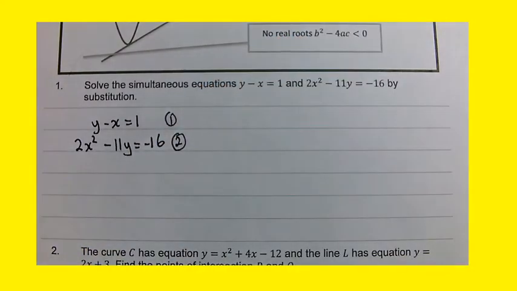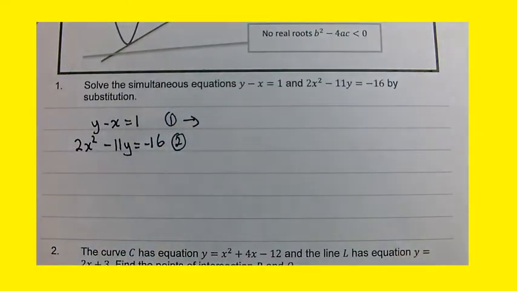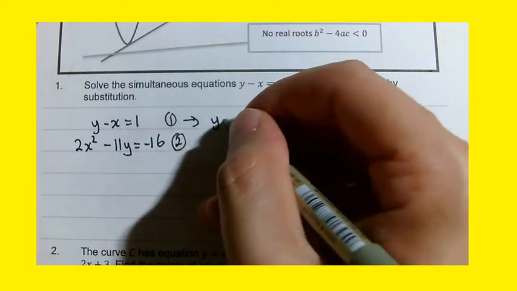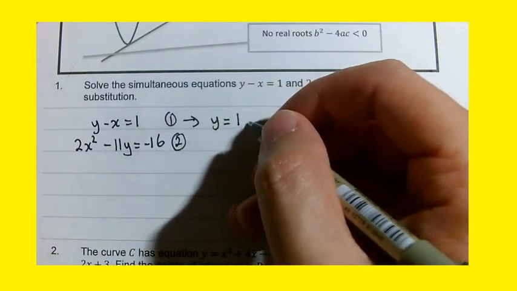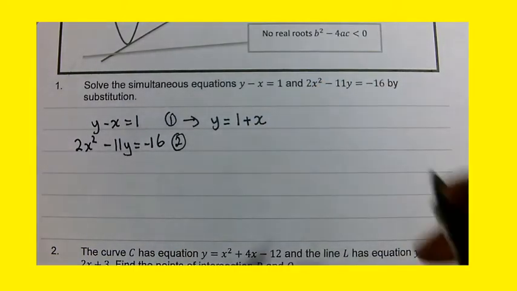Now it's quite clear from here that we cannot eliminate variables because we've got 2x squared and we've got minus 11y. I mean, it just won't work. Okay, you can't subtract x terms in this way, and you can't cancel them out either. So we're going to have to use substitution. And again, when we do substitution, we want to try and find something which you can easily rearrange. So if I look at equation 1, I can rearrange that to make y the subject by adding the x onto the other side. Okay, and I'm going to call that equation 3.